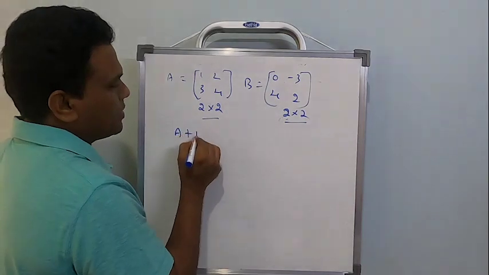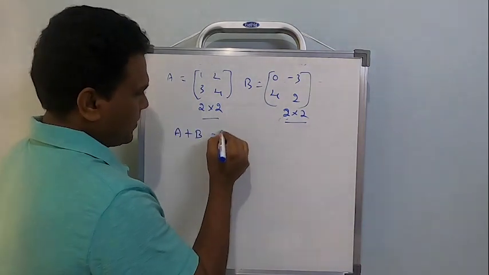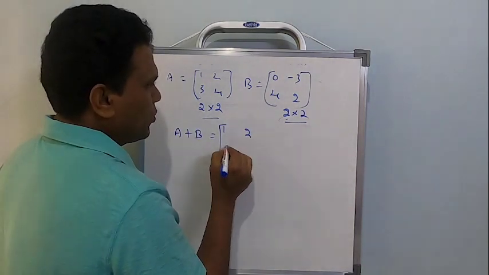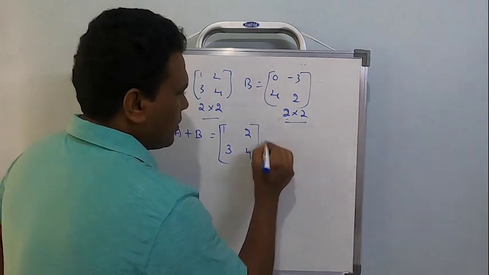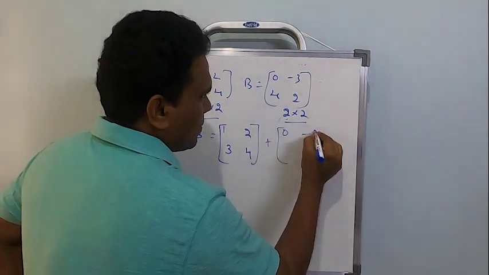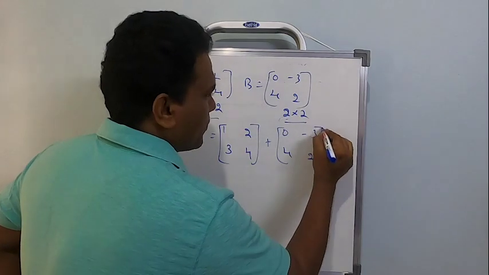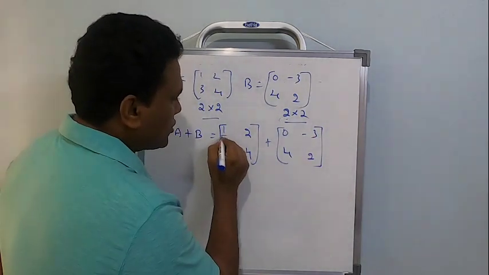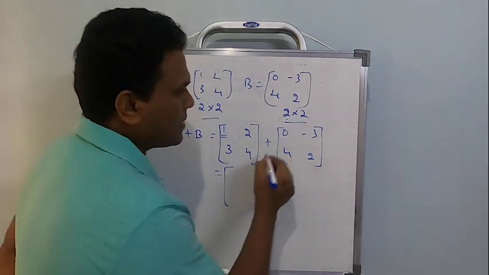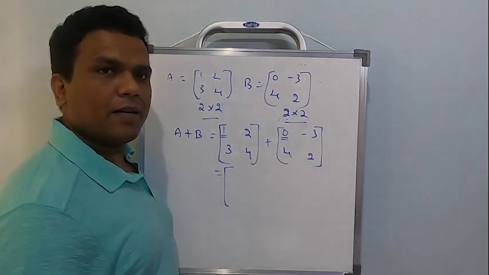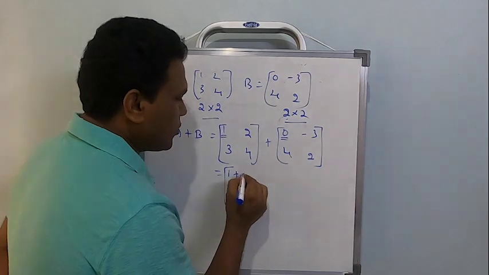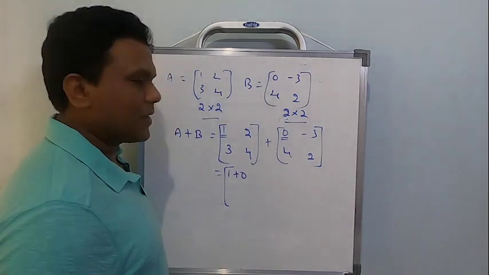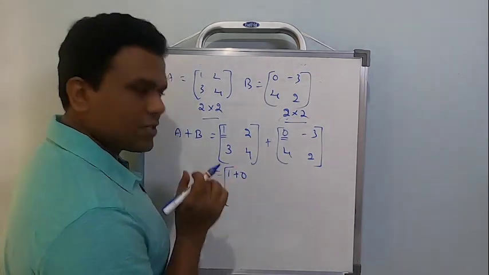So addition of matrix is denoted by A plus B. So it is 1, 2, 3, 4 plus 0, -3, 4, 2. Now I said add the corresponding elements. First row, first column element in the first matrix, first row, first column element in the second matrix. These 2 elements should be added. Right. And give a space. This is your first element.